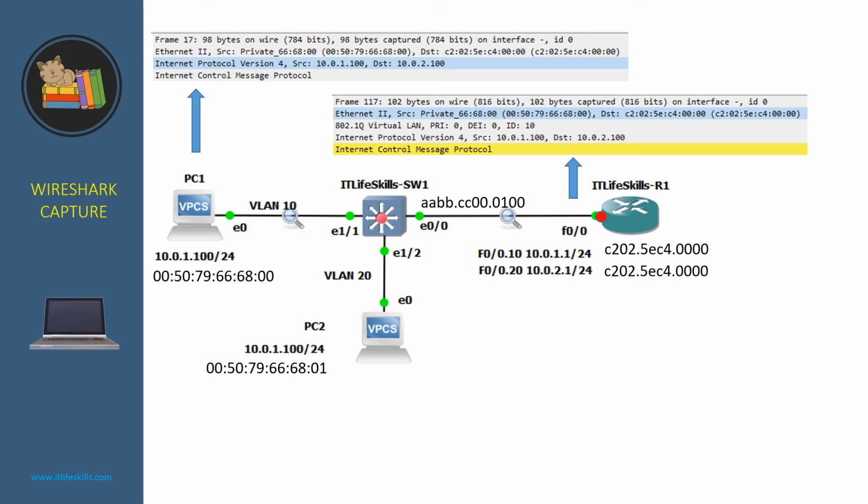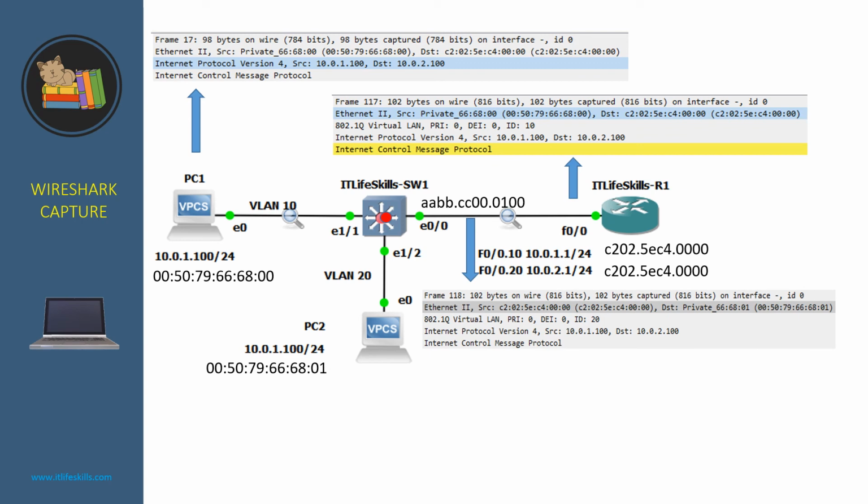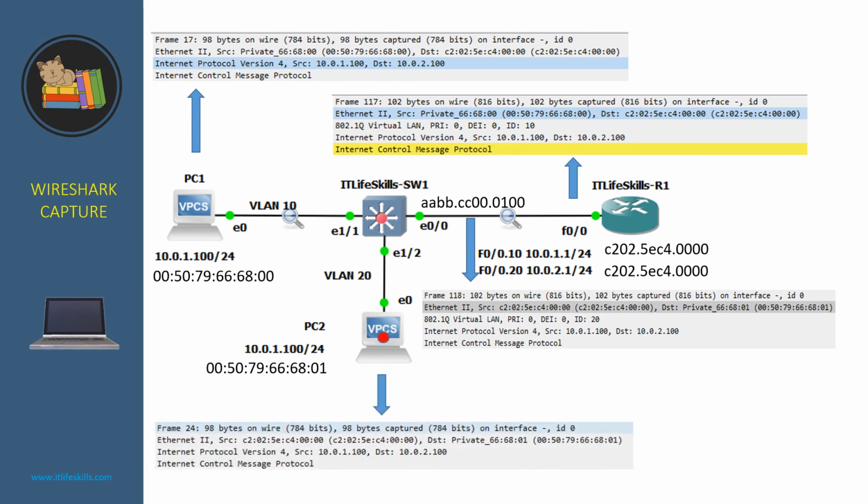Now let's look at the frame movement from router 1 back to switch 1. The Wireshark capture shows us that the frame is inserted with the 802.1Q header, and it tags the VLAN ID 20 to the header. Finally, let's look at the frame movement from switch 1 to PC2, and the Wireshark capture shows us that there is no 802.1Q header.